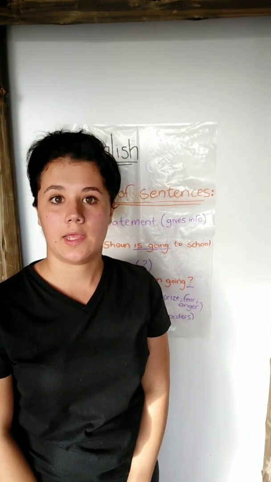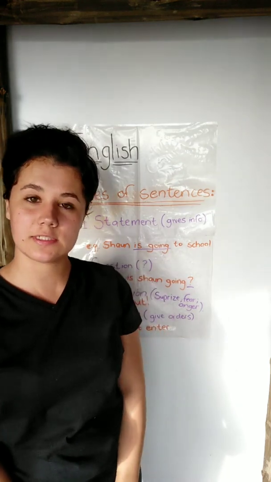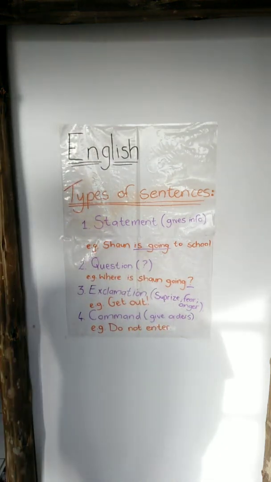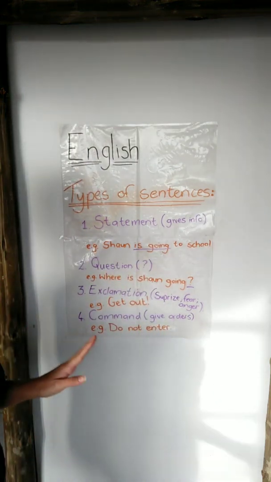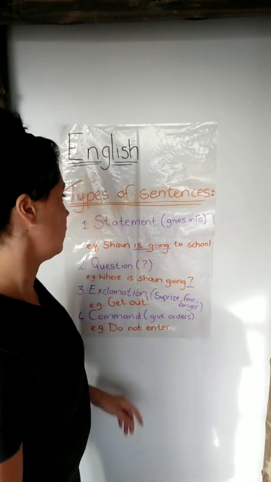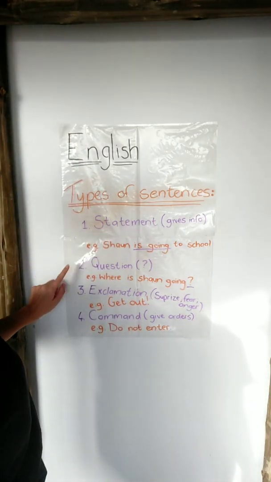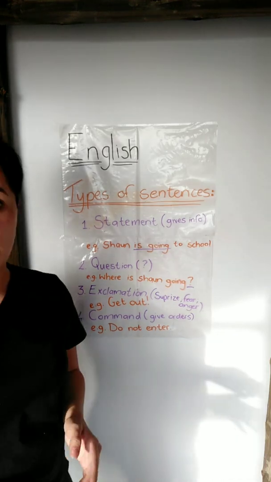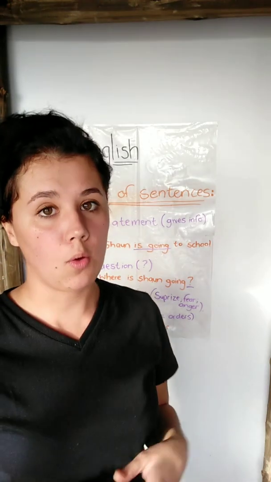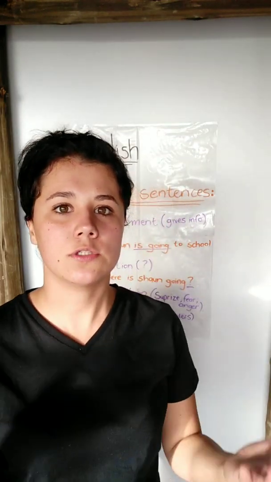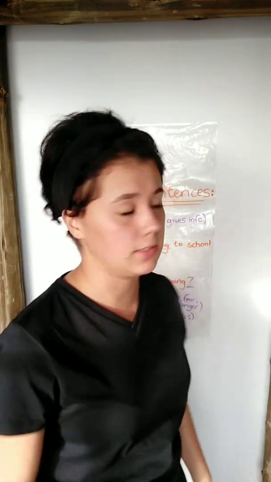Now let's have a look at an interesting topic. So it's different types of sentences. Now there's 4 different types of sentences I want you to look at: statement, question, exclamation, and command sentence. Now how we will ask this in a test usually is by giving you a sentence and you need to identify what type of sentence it is.